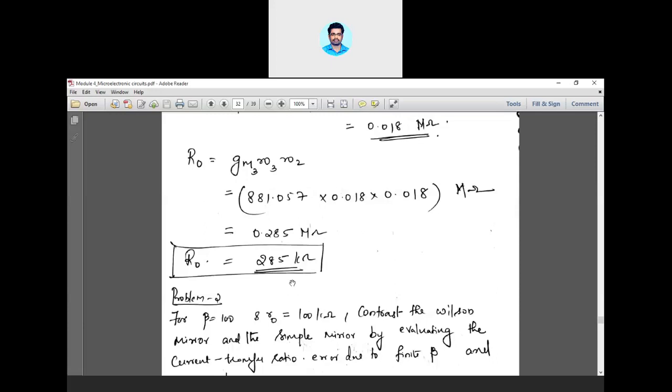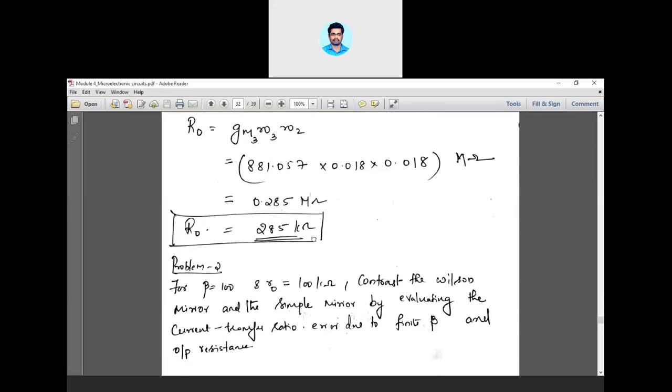GM is 2ID by VOV. So find GM, then find R0. R0 is VA by ID. VA is VA dash into L, because VA dash is the early voltage per unit length. So when you multiply VA dash with the overall length, you will get the total voltage, divided by ID. That will get you the value of R0. Okay. Now once you get R0 and GM, you can substitute in this equation and find capital R0.